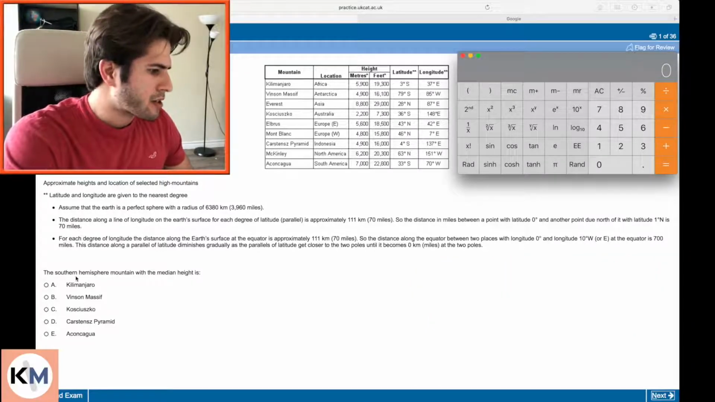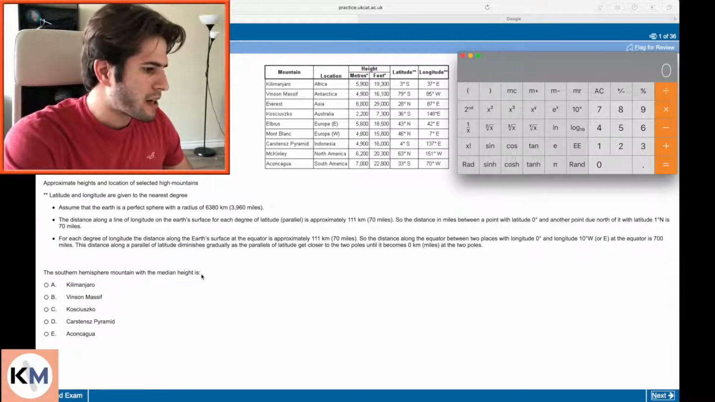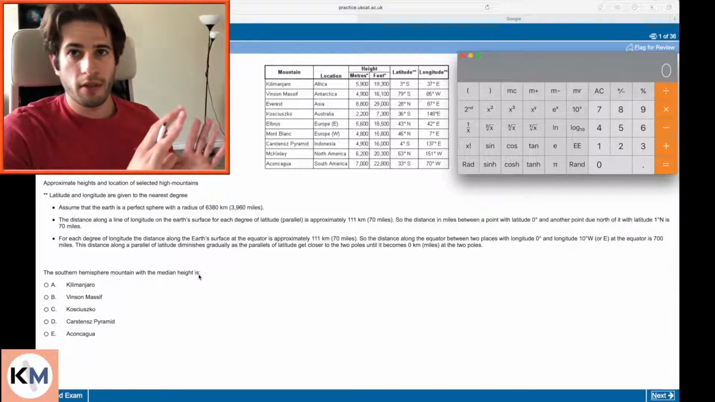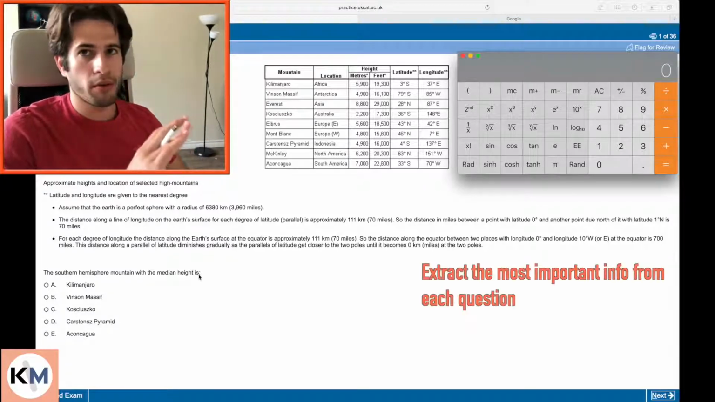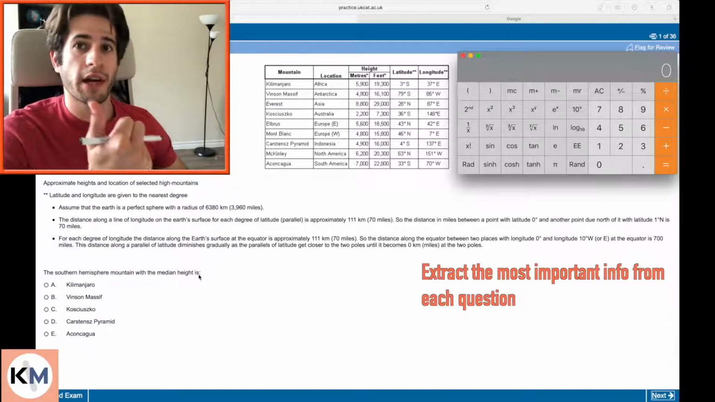Let's start. The southern hemisphere mountain with the median height is. Okay, before I even look at the table, the only important things I care about here are southern hemisphere and median.